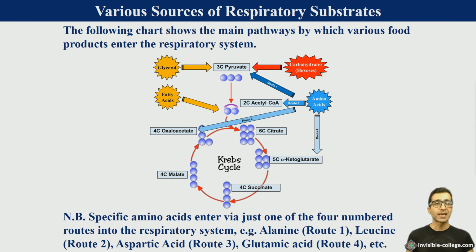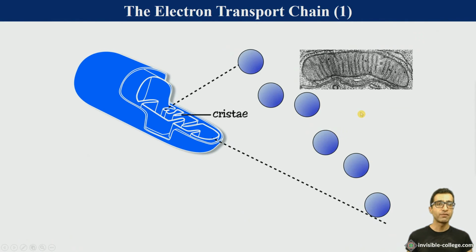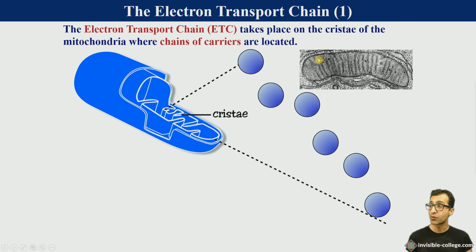So let's have a look at the electron transport chain now. We said that the electron transport chain involves carrier molecules which accept and then pass on electrons to other carrier molecules, and these carrier molecules are located in the inner mitochondrial membrane in these folds which we call cristae. So we see here an electron micrograph of a section through a mitochondrion where we can clearly see these infoldings of the inner mitochondrial membrane, and this is where the chains of carriers are located.